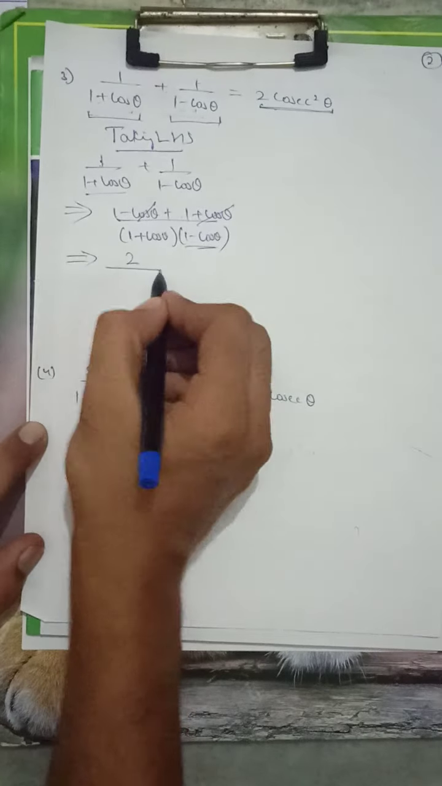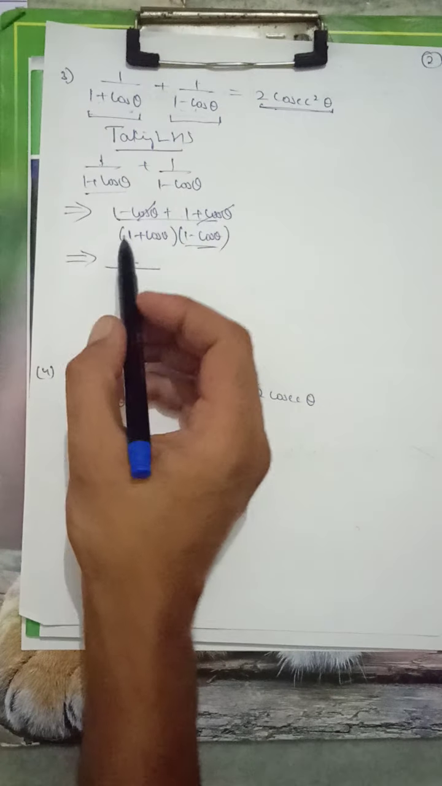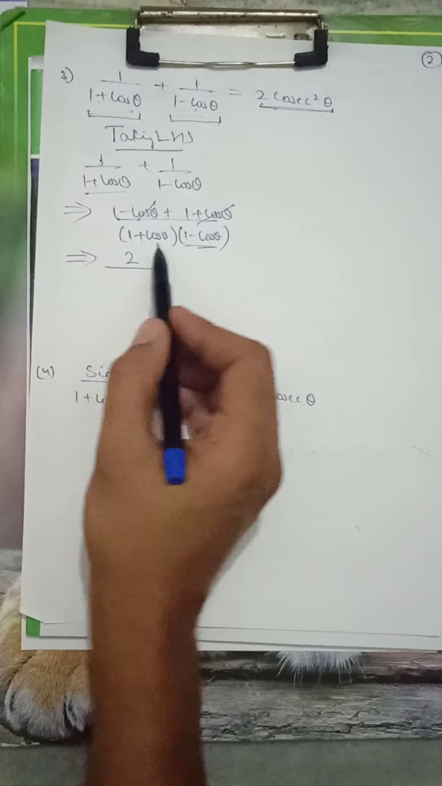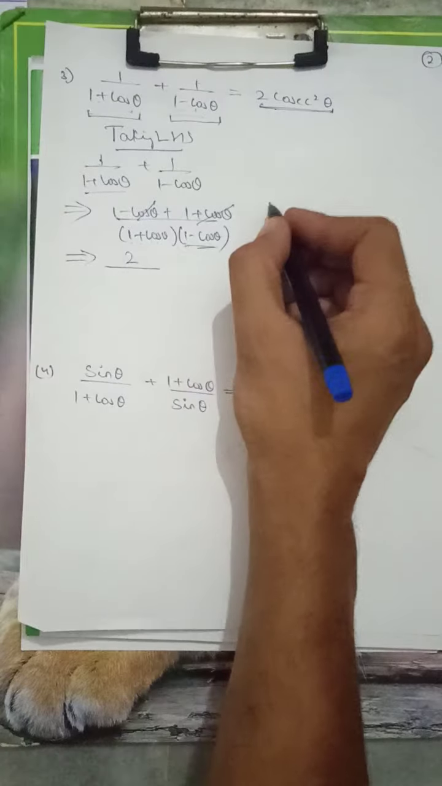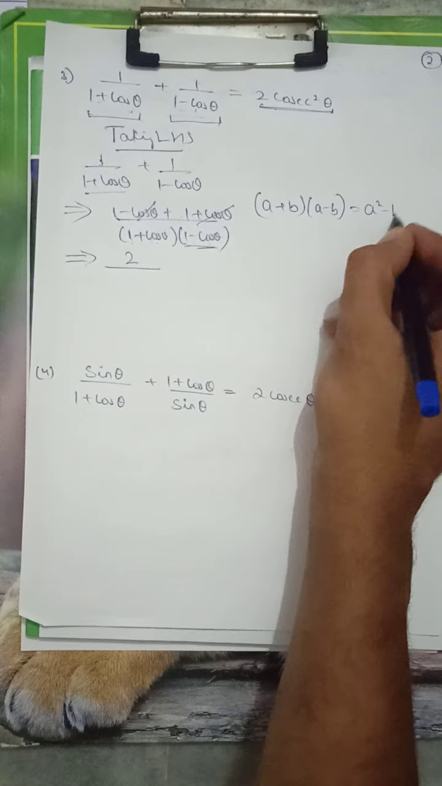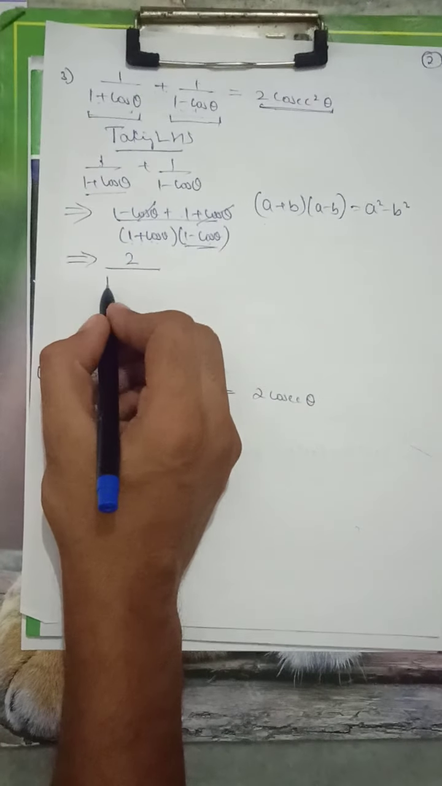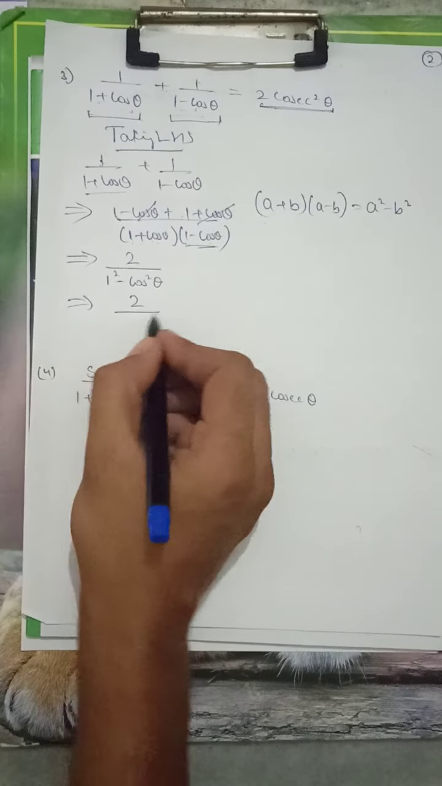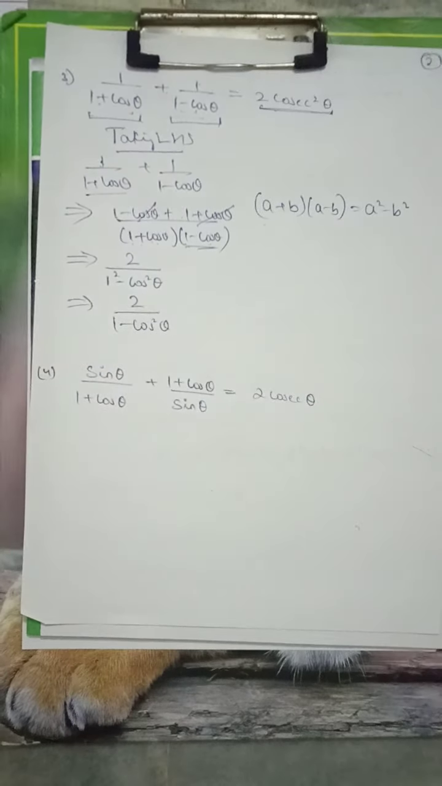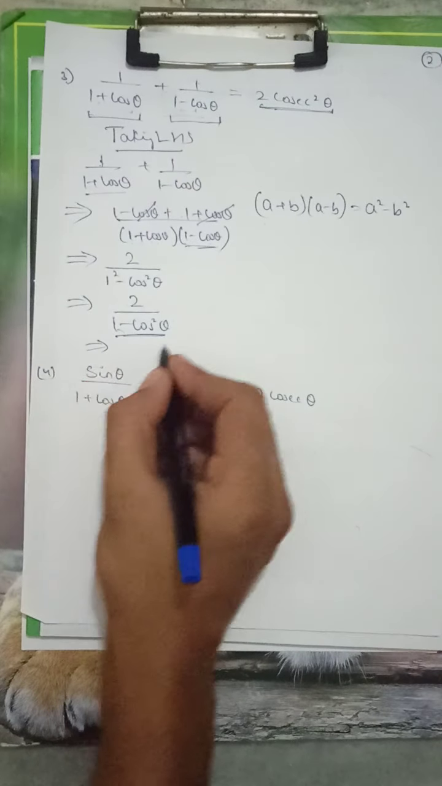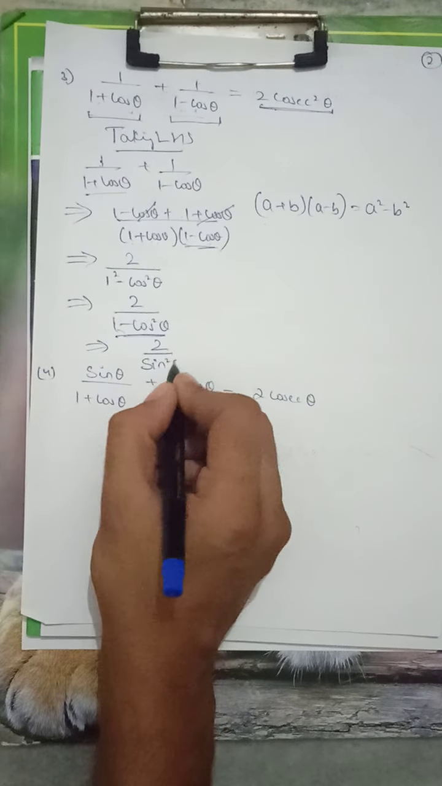1 plus 1, 2. Now whenever you are getting this kind of thing, 1 plus cos theta, 1 minus cos theta, what is it? A plus B into A minus B. What the formula is? A plus B into A minus B is A square minus B square. So A means 1 square minus cos square theta. 2 upon 1 minus cos square theta. Again 1 minus cos square theta is sin square theta. So you got 2 upon sin square theta.